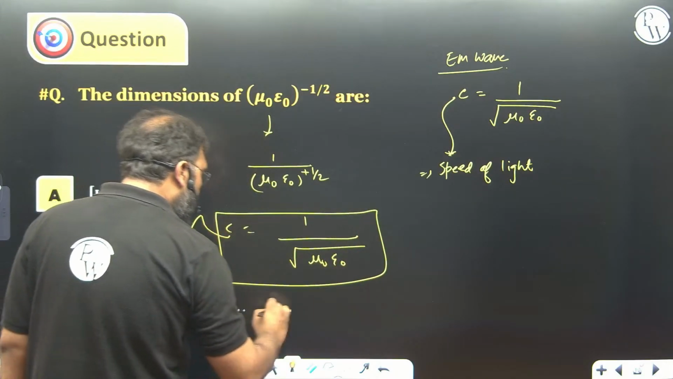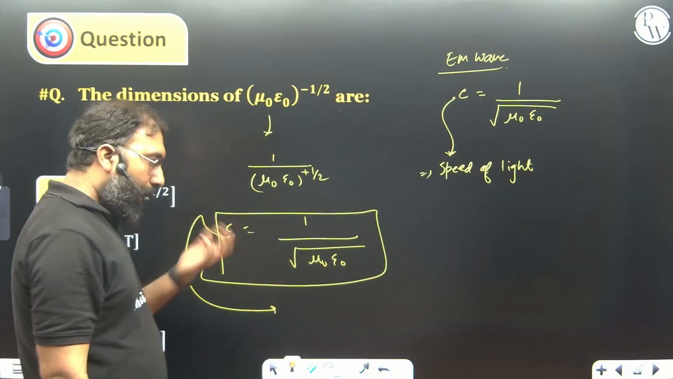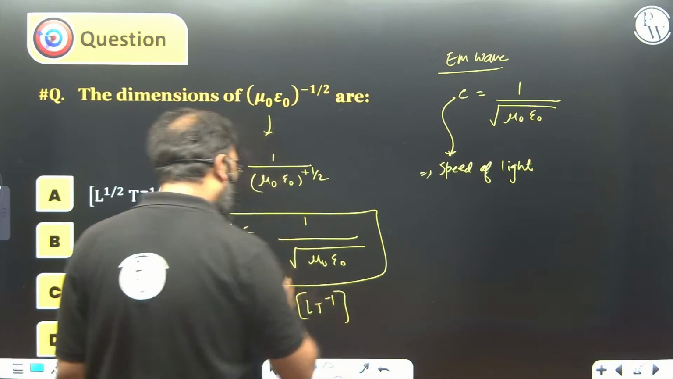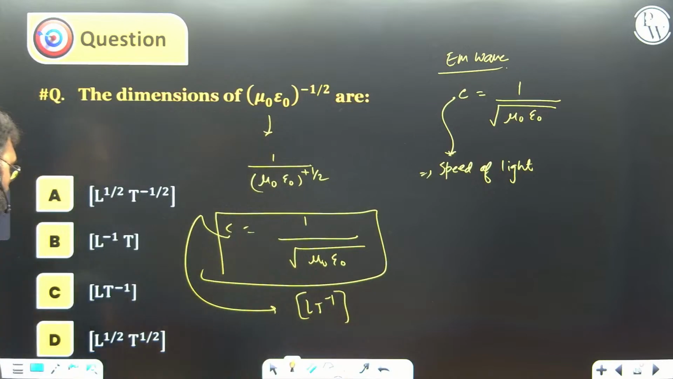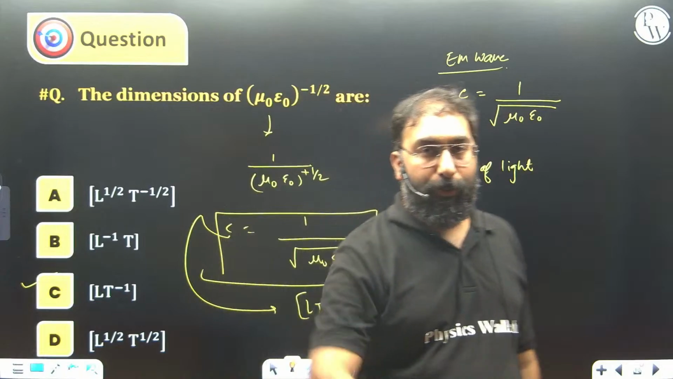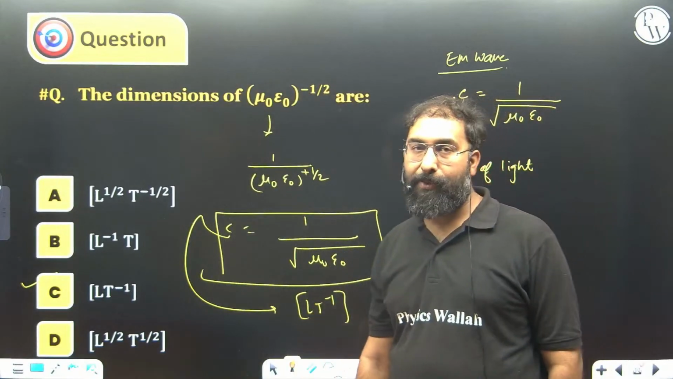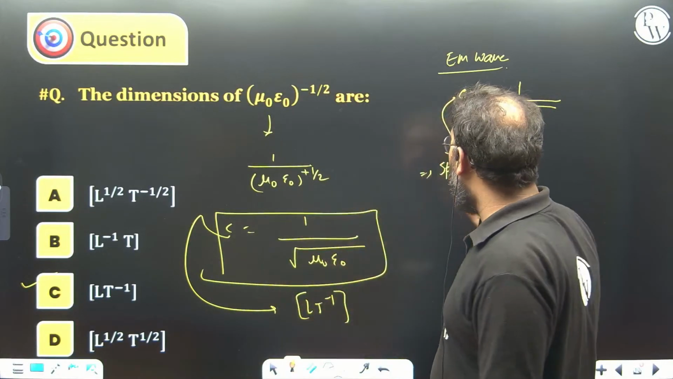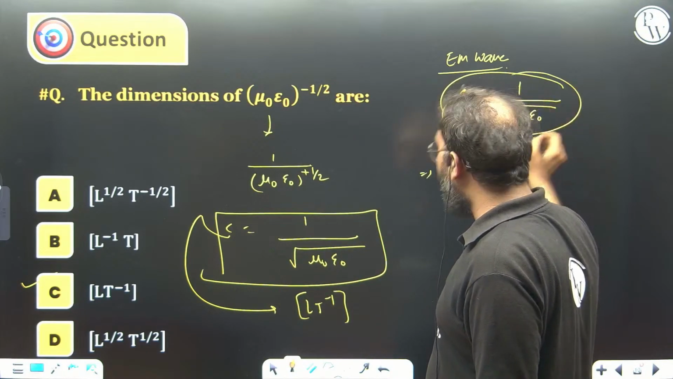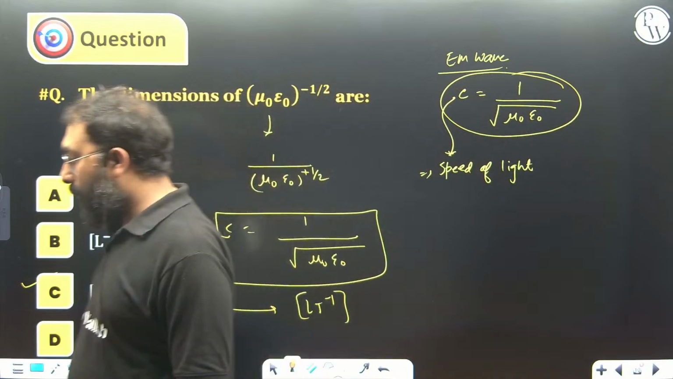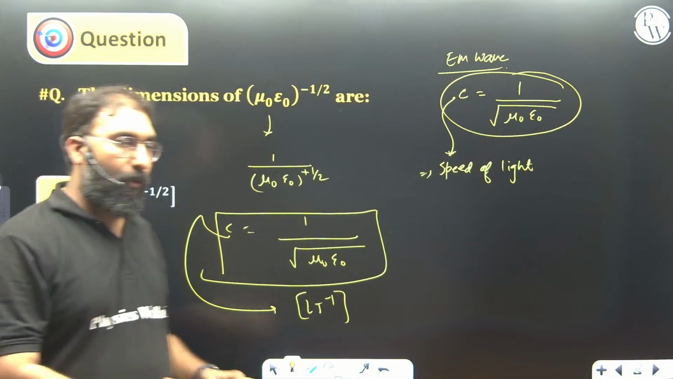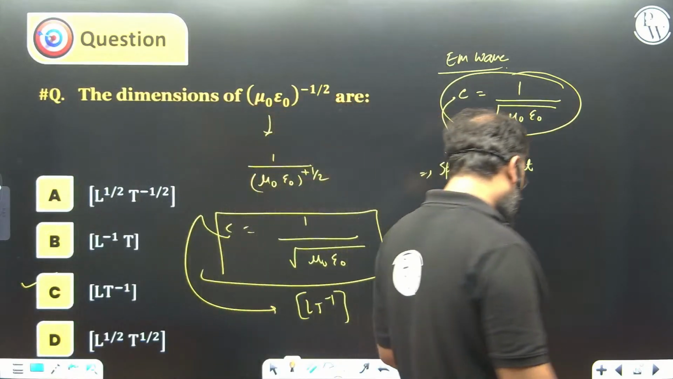And speed means distance upon time. So the dimension of speed will be LT minus 1. So C is the correct answer. This is a very, very important question that has been asked a number of times. So you have to remember this formula, that the speed of light is connected with mu and epsilon like this: C equals 1 upon under root of mu naught epsilon naught. This is how we can write it.